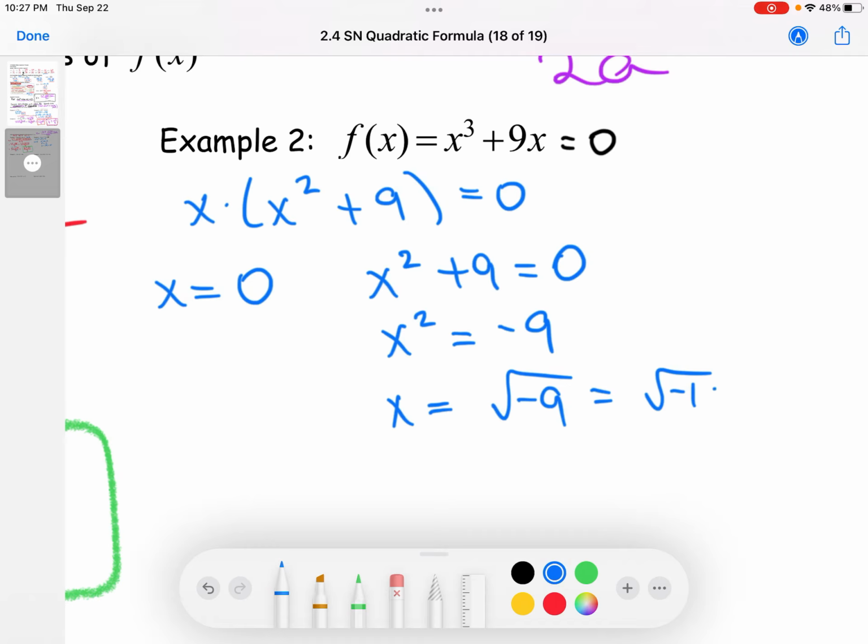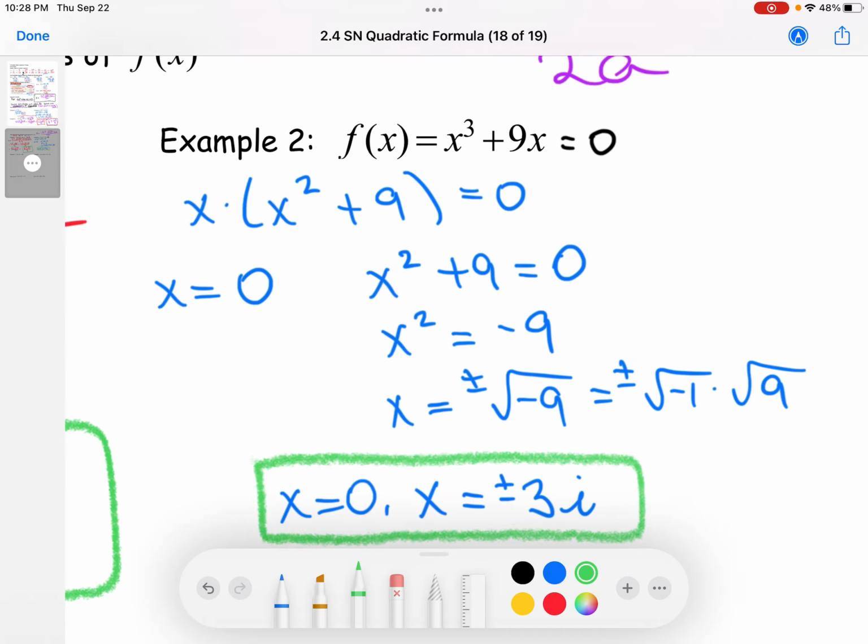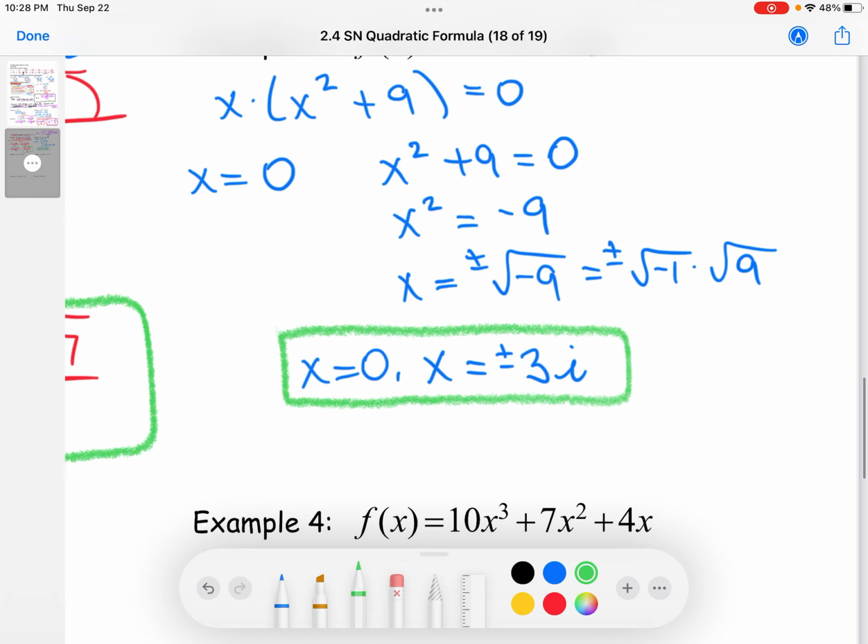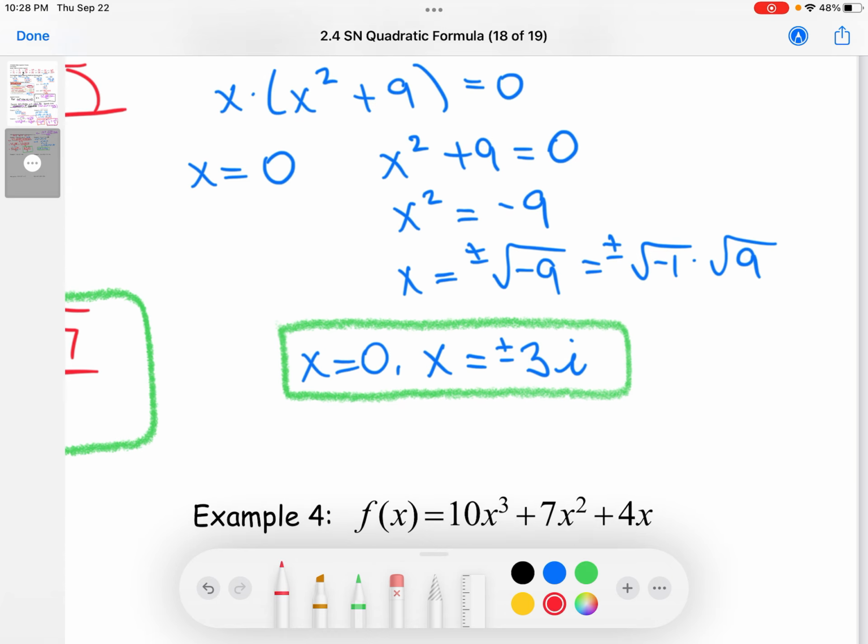To do the square root of negative 9, we think square root of negative 1 factored out times square root of 9. So x equals 3i. And because we did take the square root, there is a plus or minus on this. So plus or minus 3i is a pair of imaginary solutions. X equals 0 is a real solution. So there are 3 solutions here, 1 real and 2 imaginary solutions.